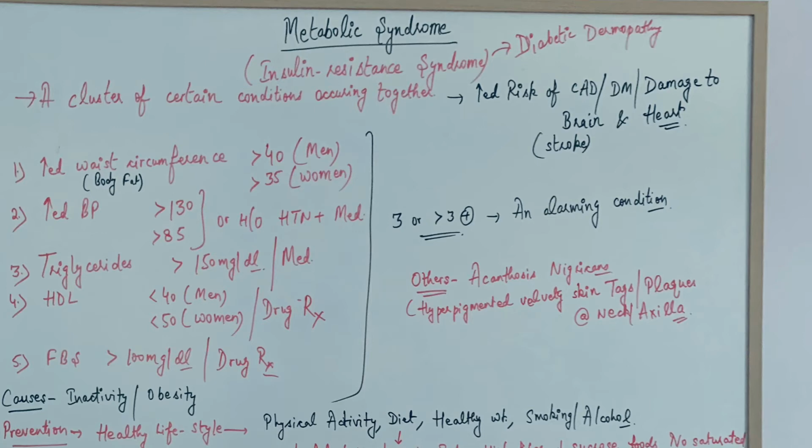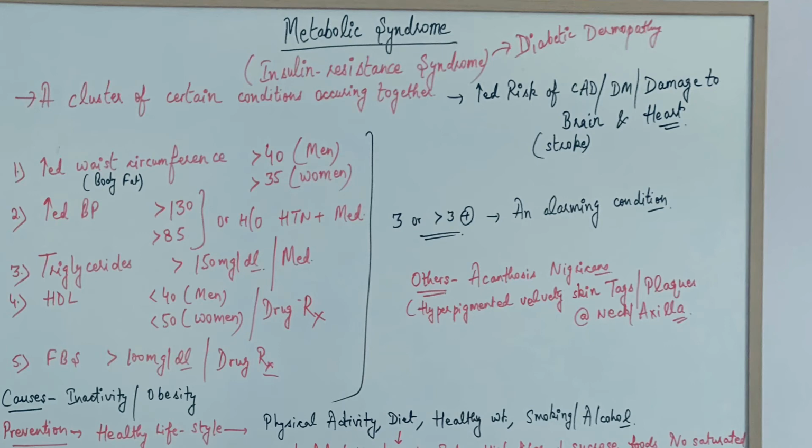And for metabolic syndrome to be present, either three of these conditions or more than three, or all of them, can be present. But the minimum of three should be there. It's an alarming condition. The patient should be aware of these conditions and has to take care of his body well. The causes behind metabolic syndrome: first, obviously, is inactivity, if the patient is not doing as much physical exercise as required. Second is obesity, if the patient's body fat is too much.